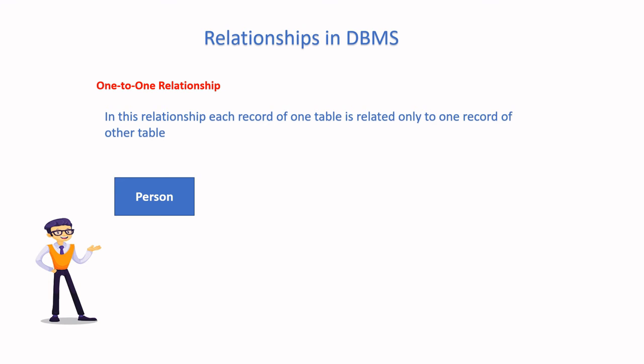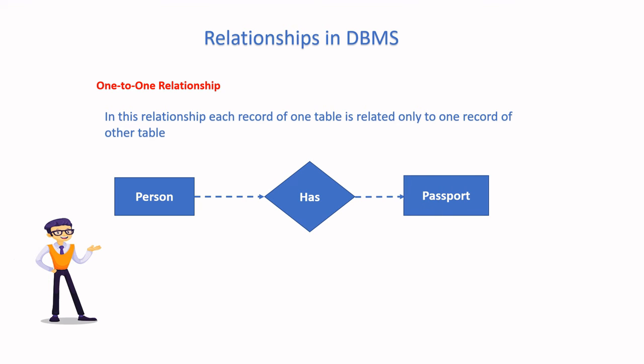There are several relation types in DBMS. The first one is the one-to-one relationship. In this relationship, each record of one table is related to only one record of the other table. Think, for an example, of the person and the passport. A person can have only one passport and one passport can have only one person.